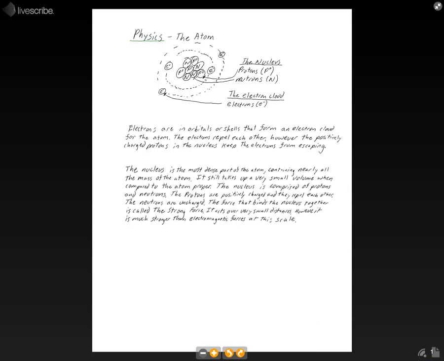Physics, the atom. For this problem, we don't exactly have a problem. We're just going to explain a little bit about what the atom is and how it's comprised. For an atom, you basically have two major components. You have the nucleus, which is made up of protons and neutrons, and then you have the electron cloud, which surrounds the nucleus, and it's full of electrons.